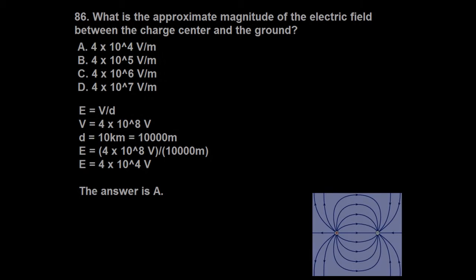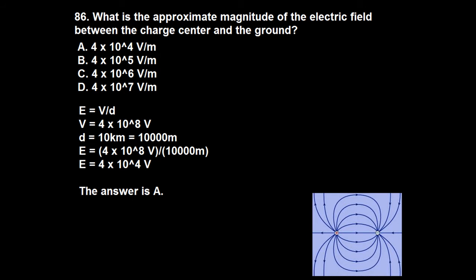Problem number 86 states, what is the approximate magnitude of the electric field between the charge center and the ground? An equation we can use for this is E equals V divided by D. This is electric field equals voltage divided by distance. We know the voltage is 4 times 10 to the 8th volts, which was mentioned in the context of the problem, and the distance is 10 kilometers, which is also 10,000 meters. Dividing those, we get 4 times 10 to the 4th volts per meter, meaning that the answer is A for 86.